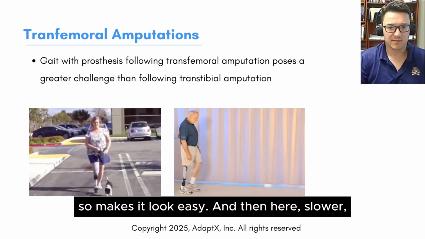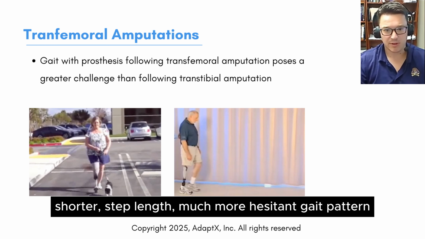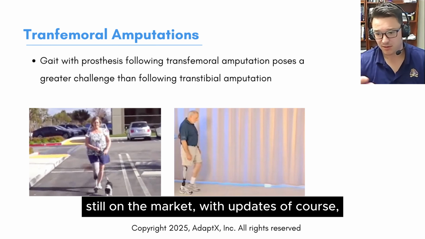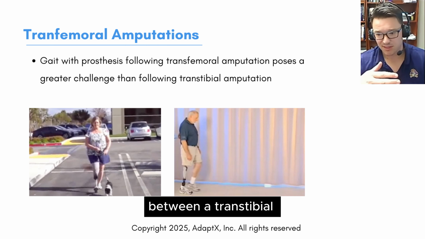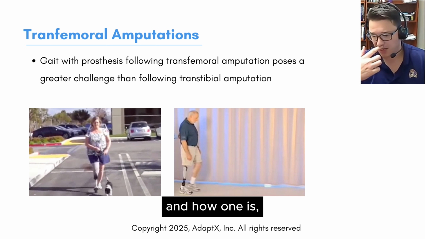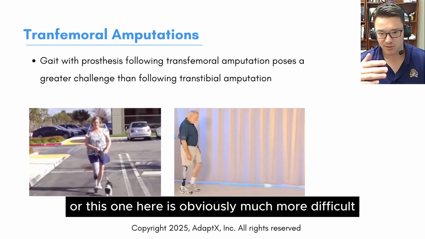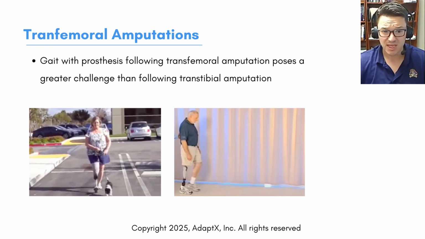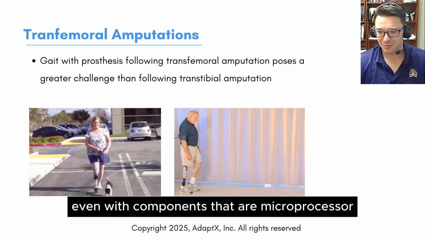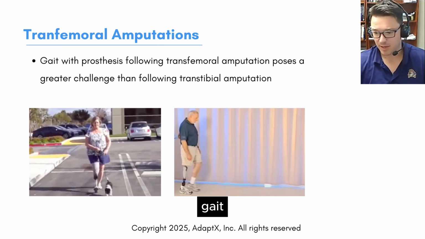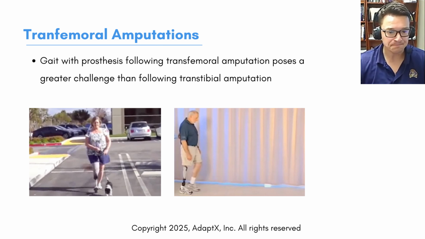And then here, slower, shorter step length, much more hesitant gait pattern, with this person wearing a Rio knee, which is a microprocessor knee, still on the market with updates, of course. But you can see the stark differences between the transtibial and transfemoral gait pattern and how one can handle more challenges in turning, while this one here is obviously much more difficult, even with microprocessor components and some technology, where the transtibial person did not have those components.